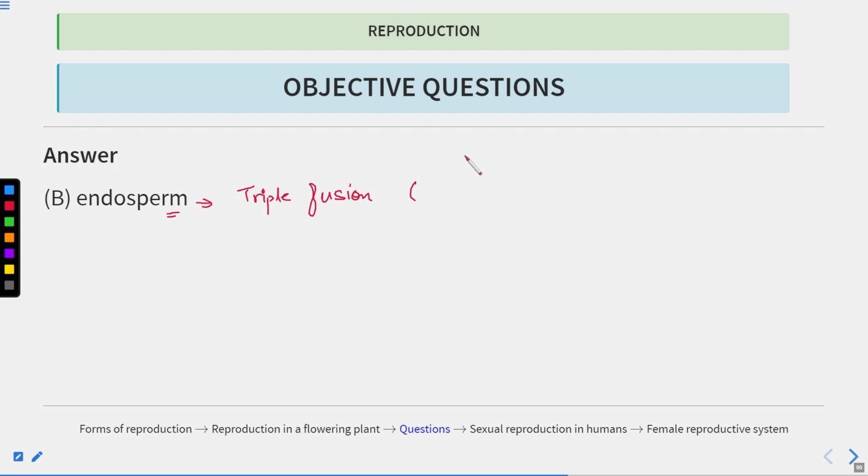So what happens here? How is an endosperm formed? When one of the male gametes fuses with the two polar bodies, then what will it form? It will form the triploid structure known as the endosperm.